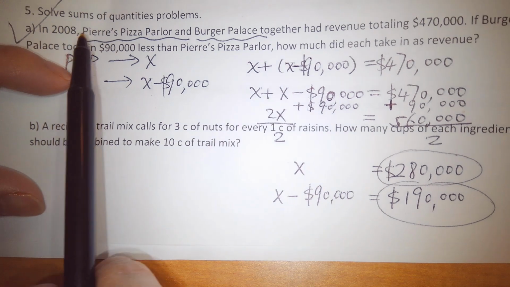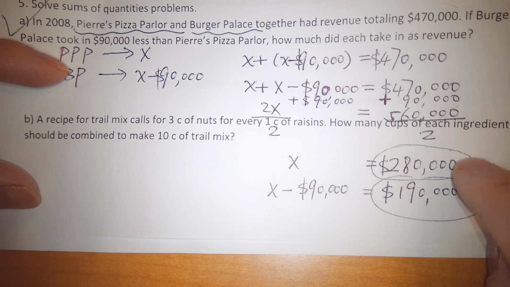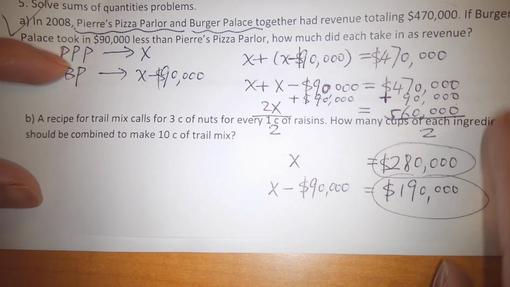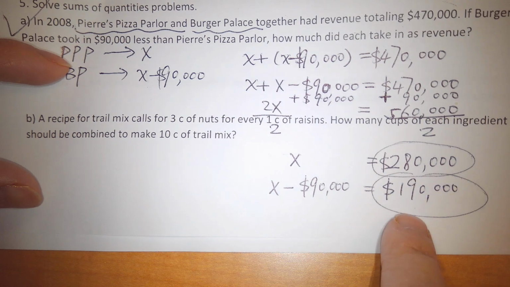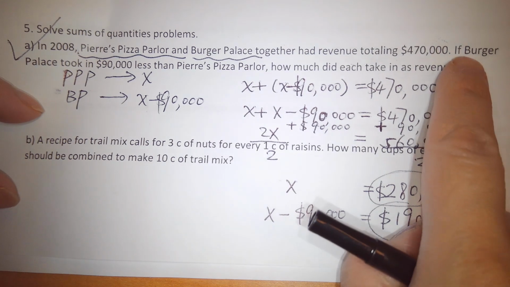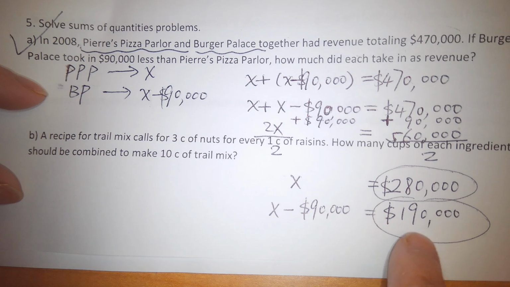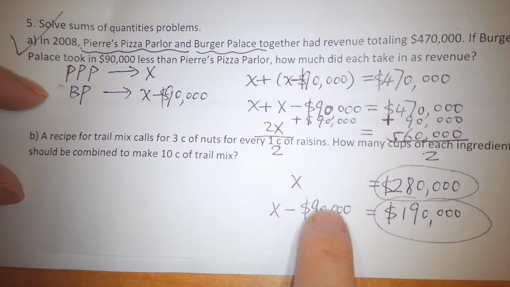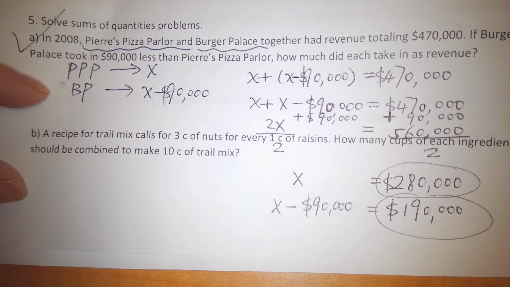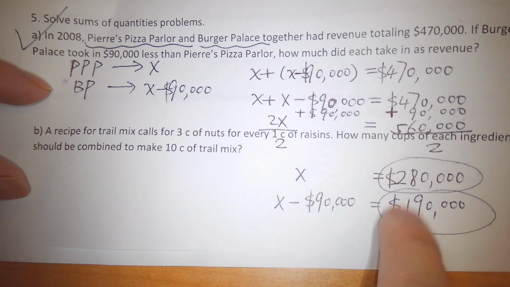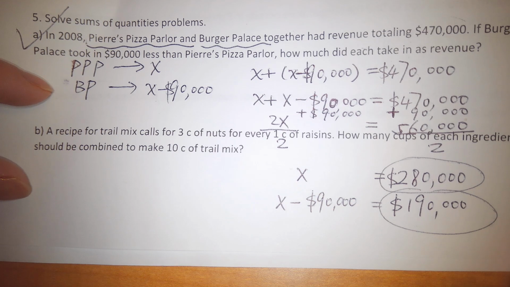But are these two numbers indeed the solution for the problem? Let's double check. It says these two places together have a revenue totaling 470,000. Sum of these two equals 470,000, yes or no? Yeah, 280k plus 190k equals 470k, yes. So if BP is 90,000 less than PP, is 190,000 less than 280,000, yes or no? Yes. Then these are the two revenues from each place. So that's good?